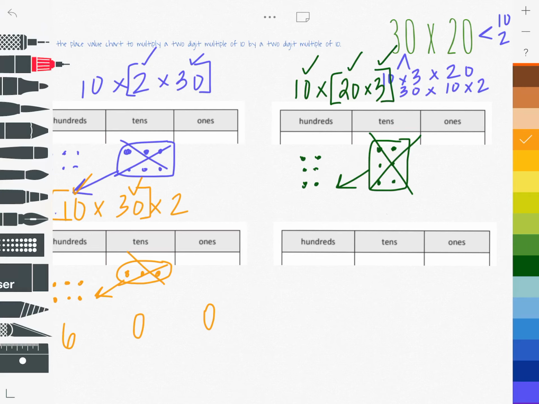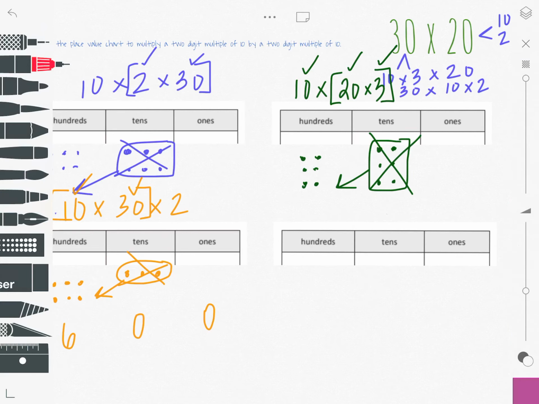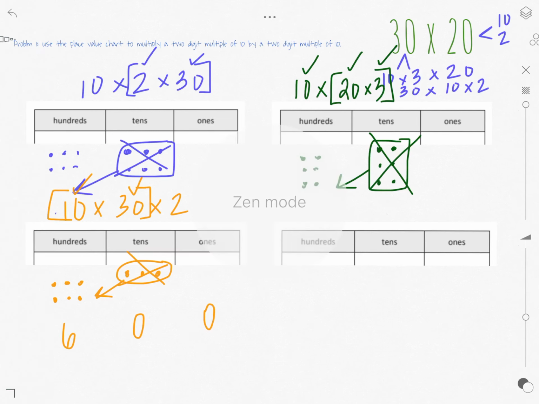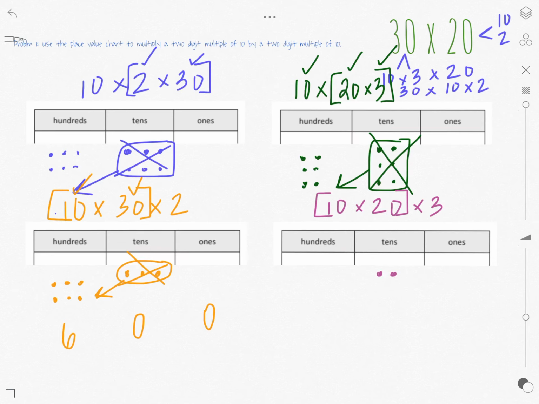Change my color one last time. Okay, this time we're going to look at 10 times 20 times 3. So again, we're going to change where our brackets go because we're going to move and then multiply. Move and then multiply by 3. So I'm going to start with my 20. I'm going to multiply by 10, so sending it over, which gives me 2 in the hundreds.